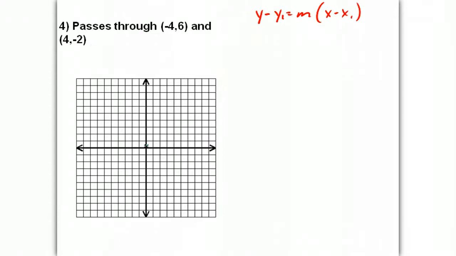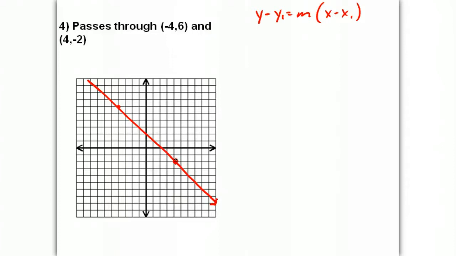So let's draw out the picture first. So I want to go 4, and minus 2. There's 1 point. And here I've got negative 4 and 6. So 1, 2, 3, 4, and plus 6. 1, 2, 3, 4, 5, and 6. So we're right there. Okay. Let's draw the line that goes through those 2 points, because that's all we need, right? To draw a line, all we need is 2 points.